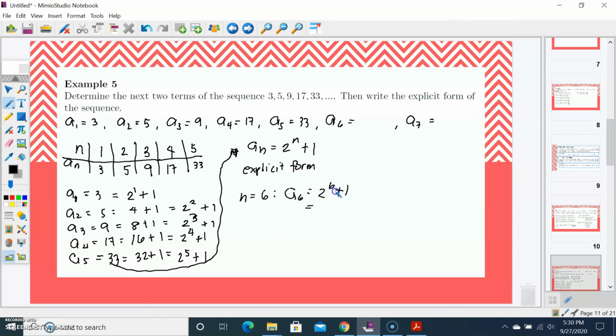But what is 2 raised to 6? Okay, so 2 raised to 6 is 64 plus 1, meaning we have 65 as our sixth term. Okay? But if n is equal to 7, that means a sub 7 is equal to 2 raised to 7 plus 1. And as we all know, 2 raised to 7 will give us 128. Plus 1, we're going to have 129. And this is now the next two terms of the given sequence, which are 65 and 129.